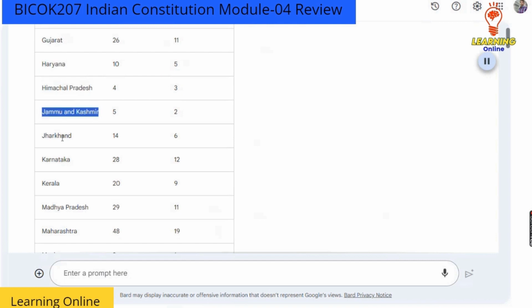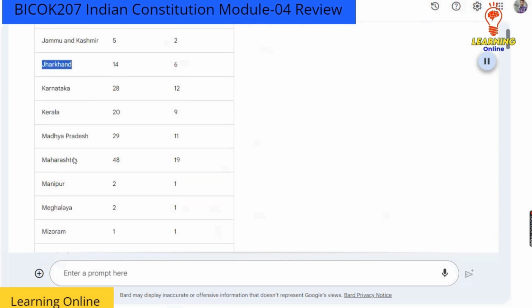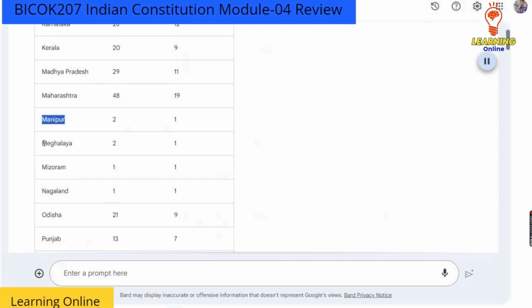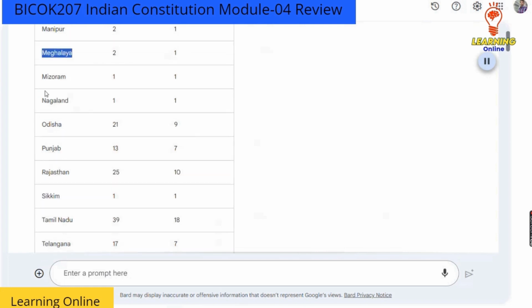Jammu and Kashmir, 5, 2. Jharkhand, 14, 6. Karnataka, 28, 12. Kerala, 20, 9. Madhya Pradesh, 29, 11. Maharashtra, 48, 19. Manipur, 2, 1. Meghalaya, 2, 1. Mizoram, 1, 1. Nagaland, 1, 1. Orissa, 21, 9.